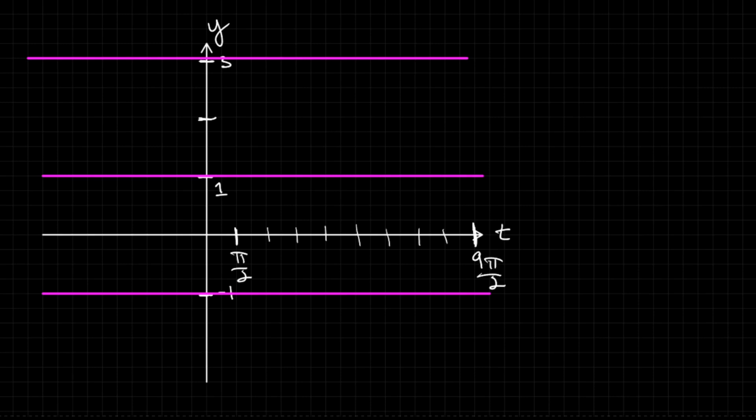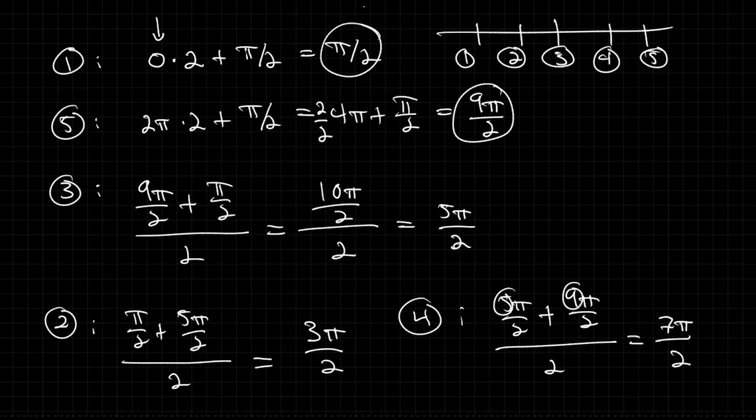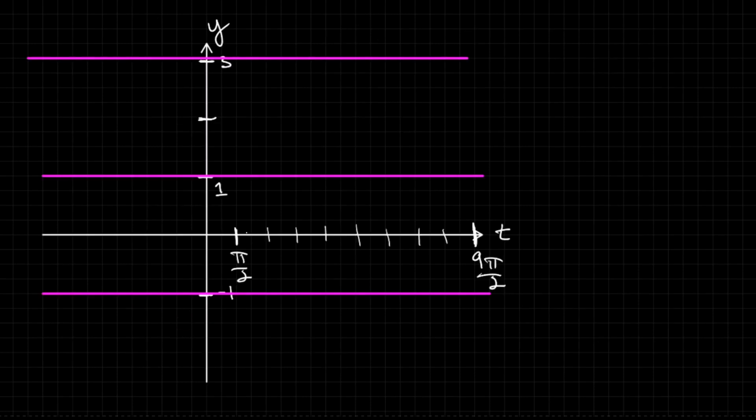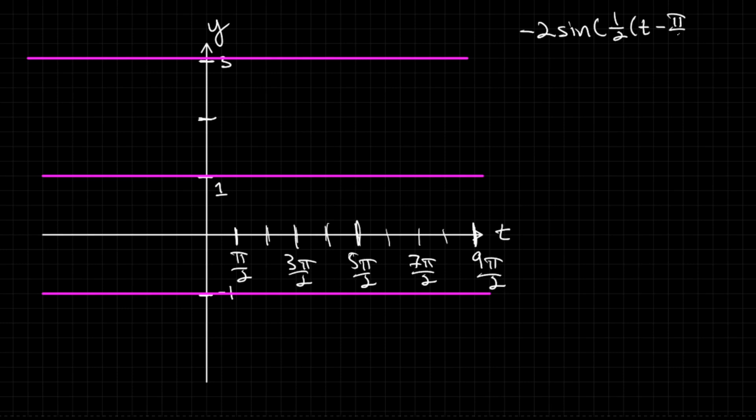The third important t-coordinate is 5 pi over 2. So this is pi over 2, 2, 3, 4, 5. So 5 pi over 2. And then here is 3 pi over 2, which is my second coordinate, and my fourth coordinate is 7 pi over 2. Now remember, we're sketching the graph here of -2 sine of 1/2 t minus pi over 2 plus 1.